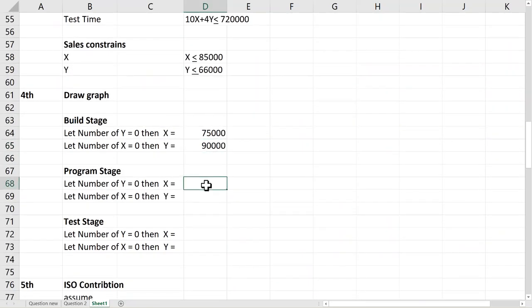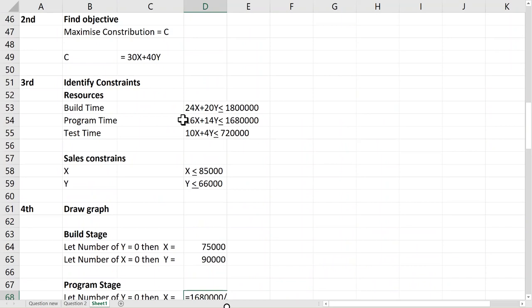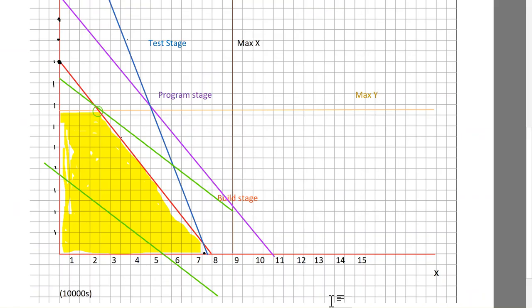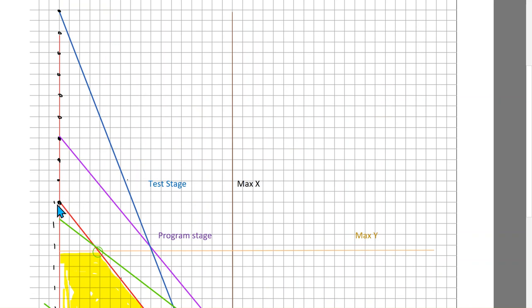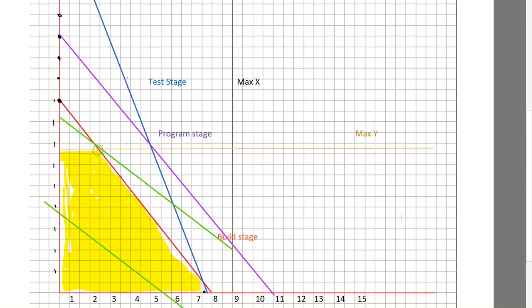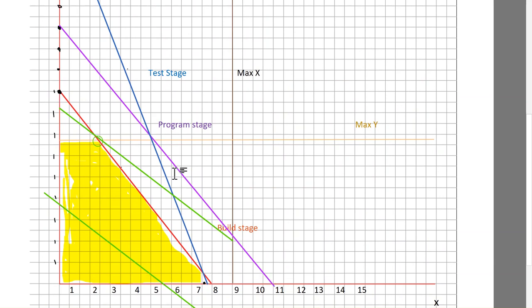Okay, now let's look at program stage. And it is 16 and 14. So 105,000 units of x to 120,000 units of y. If here is 100,000, here 110,000, around here would be 105,000. If here we had 90,000, then 100,000, 110,000, and 120,000. So from 105,000 units of x to 120,000 units of y. So this is our program stage line.